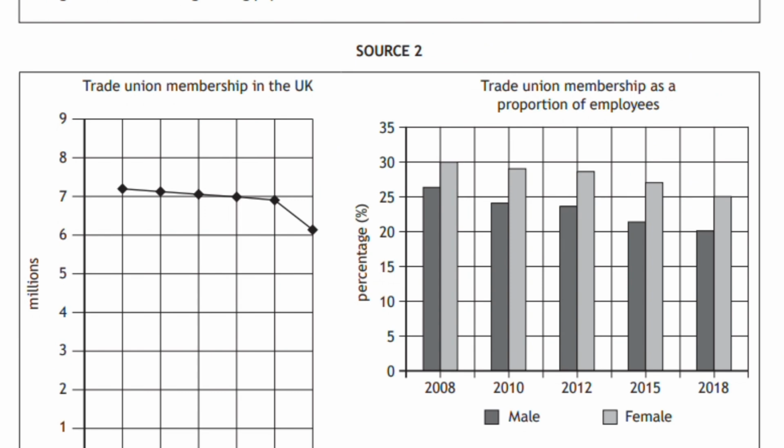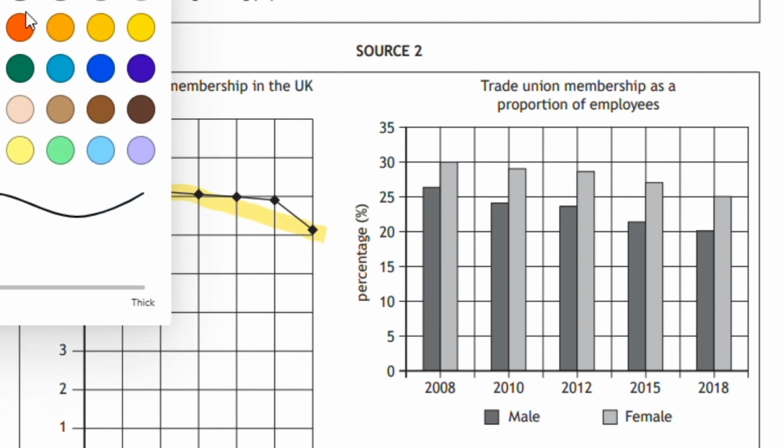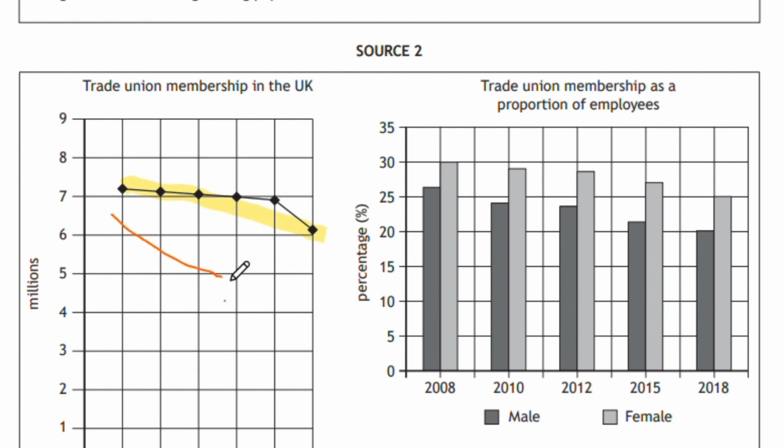Now, if I look at source 2, we've got a title, trade union membership in the UK, and it's got millions inside. It's important we read our axes so we know what we're actually reading. We've got millions here, so that must be number of members, and we've got some dates going across that way. So over time, that's going to help us establish a trend. So what I'm going to do is highlight this pattern, and I might just with my pen draw a wee arrow to help remind me that the trend is of course going down.